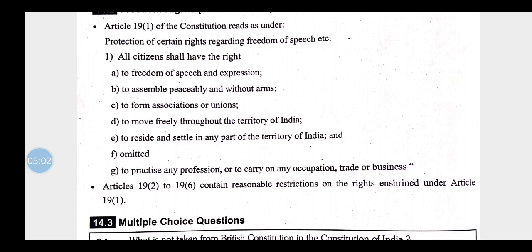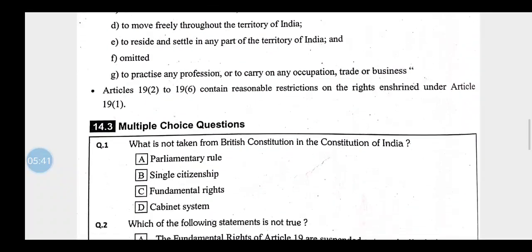So in Articles 19 to 22, Article 21 has a very wide interpretation, right? Article 22 protects against arrest and detention, and there are two types of detention, punitive and preventive, right? So all of Articles 19 to 22 is a constitutional remedial right, right? So this is all about your unit number 14, right?